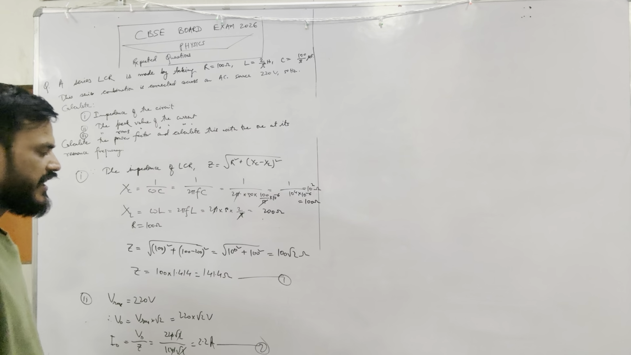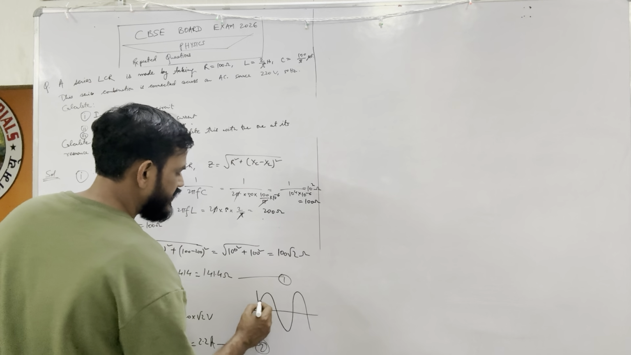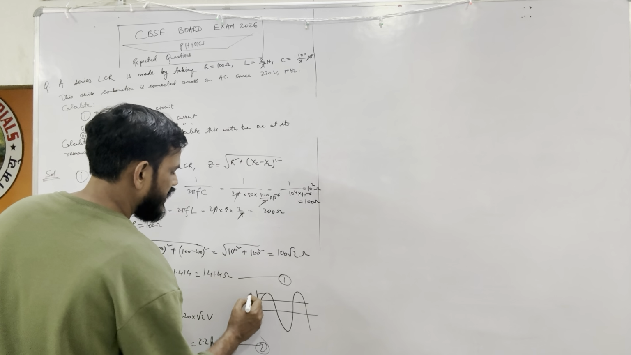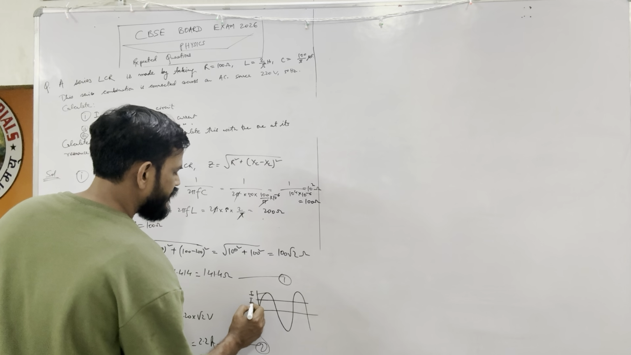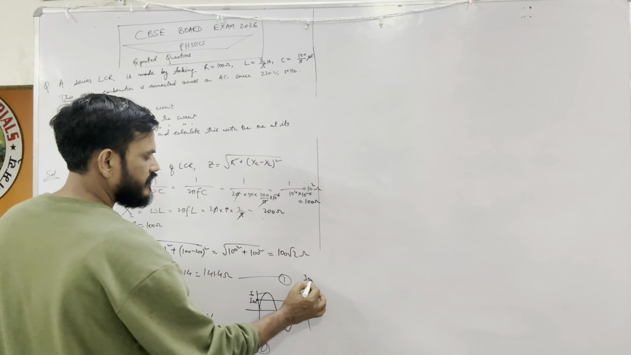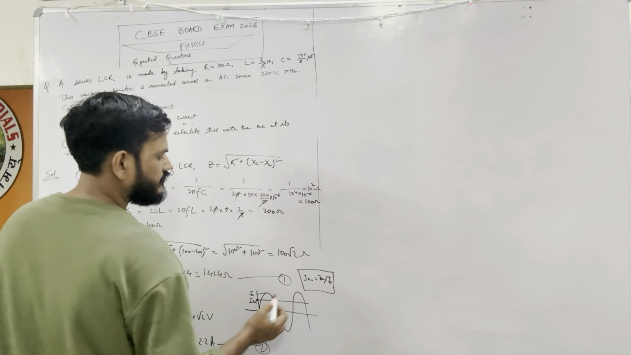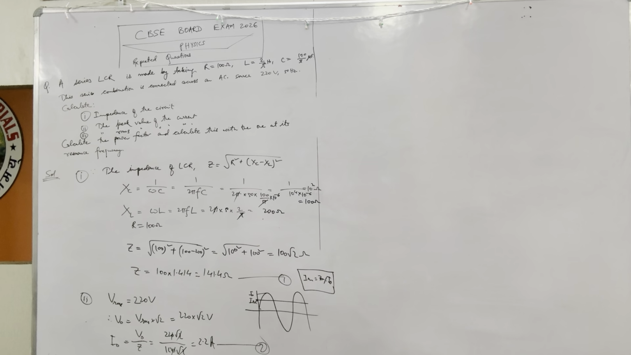You know the RMS value is almost 70% of the peak value. So if this is your current, this is your I naught, and this value is IRMS. So IRMS is almost 70% of I naught. All right. So we found out impedance of the circuit, peak value of current, and RMS value of current. Now we want to find out power factor and its value at resonance.